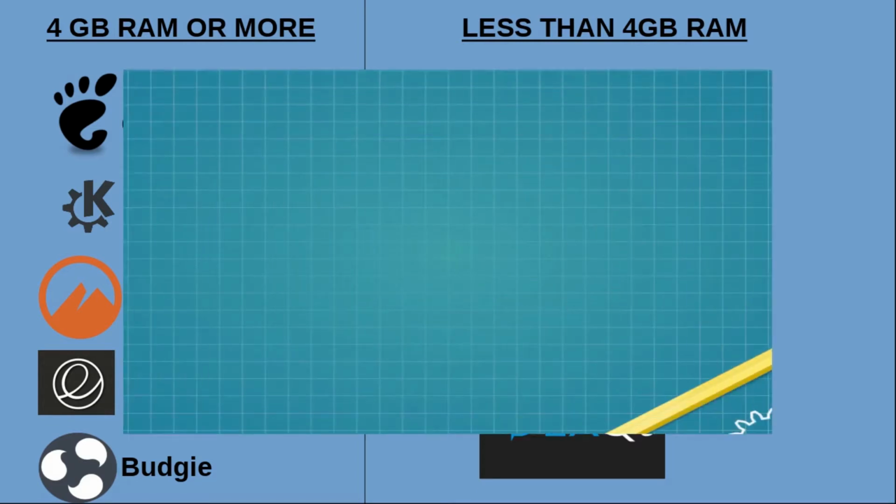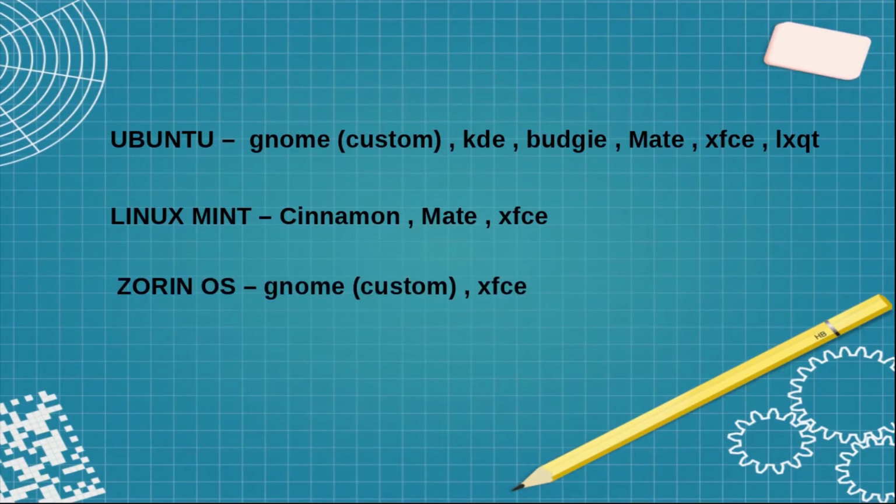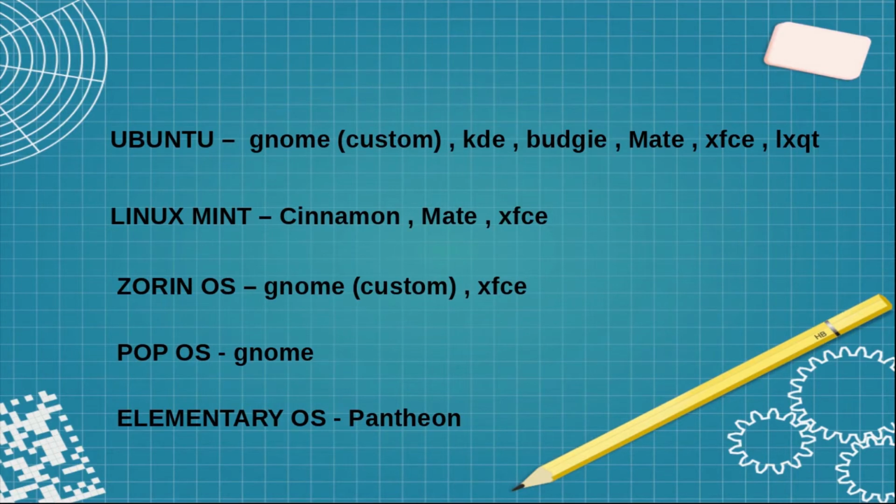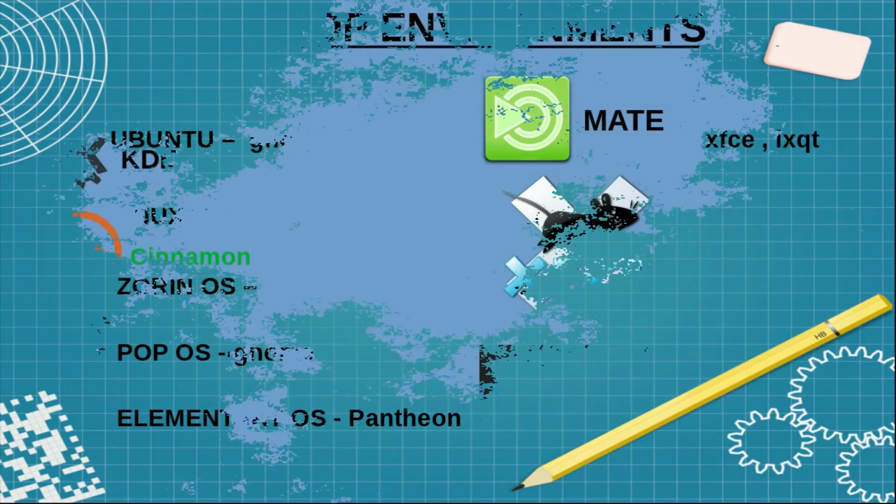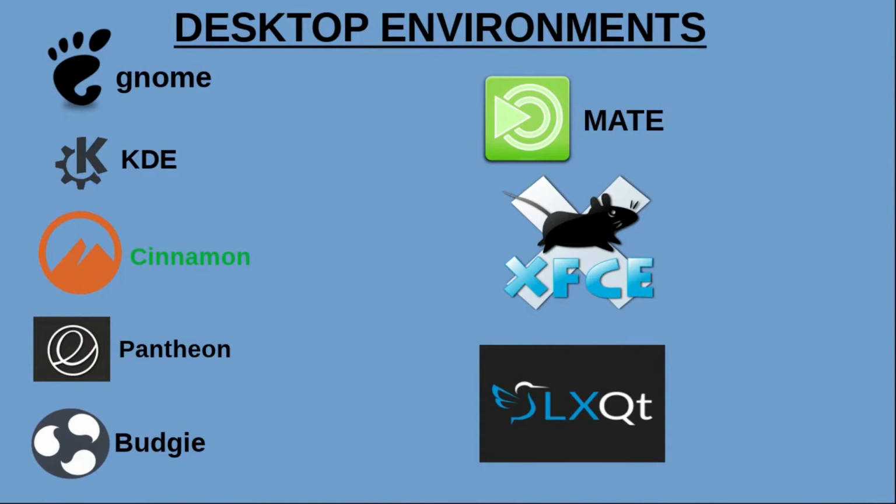Ubuntu can come with GNOME desktop, KDE desktop, Budgie, Mate, XFCE, or LXQT. So Ubuntu offers a lot of choice when it comes to desktop. Linux Mint only offers 3 desktops, which is Cinnamon, Mate, and XFCE. Let's take a look at the desktops individually. All of the desktops are different in terms of their look and feel, default applications, workflow, software center, and their functionality and customizability.